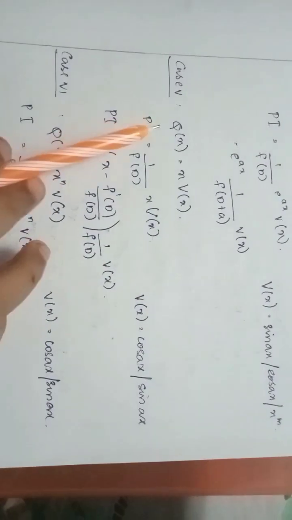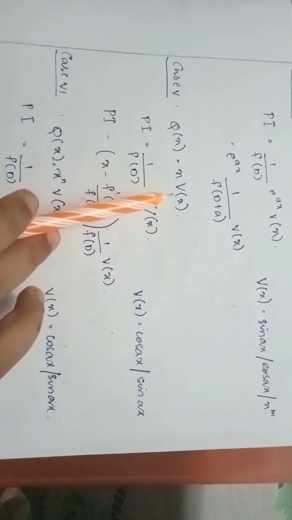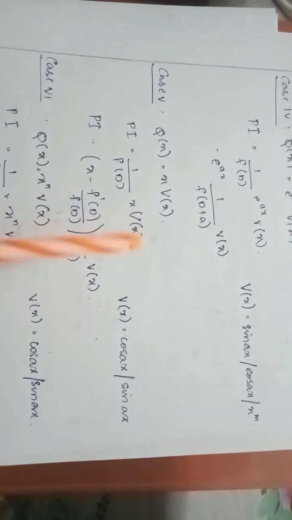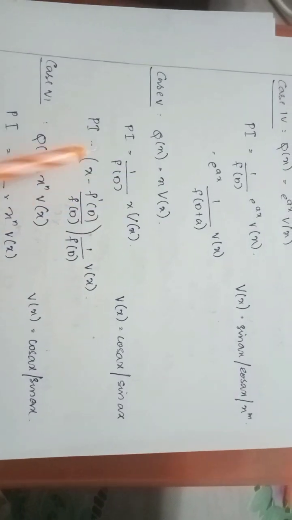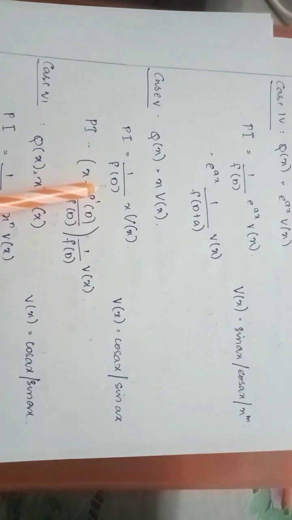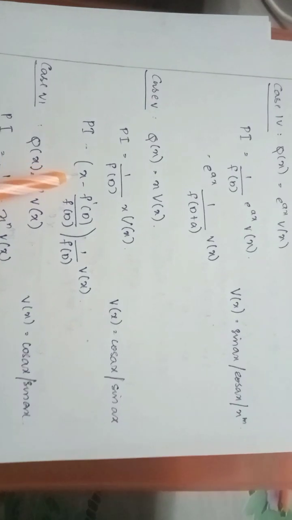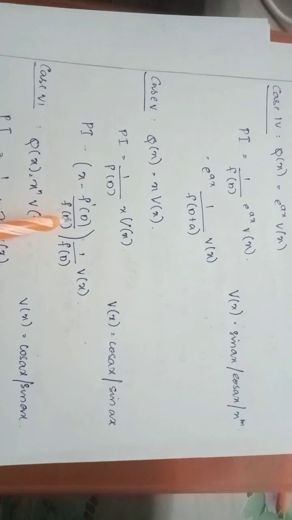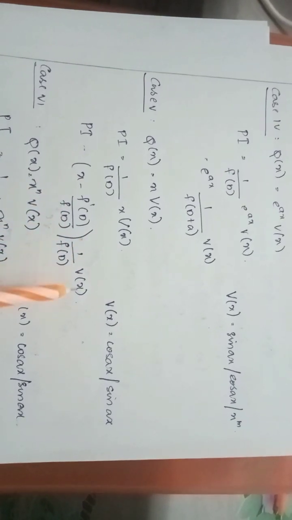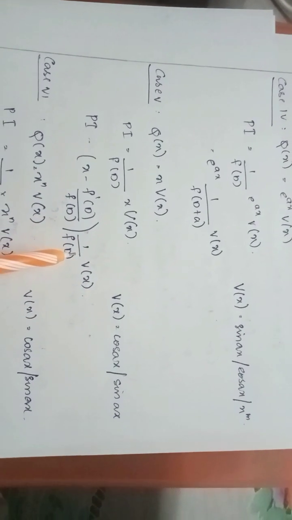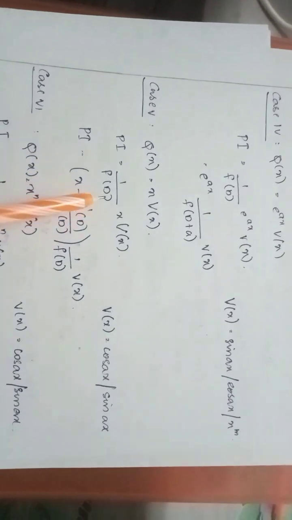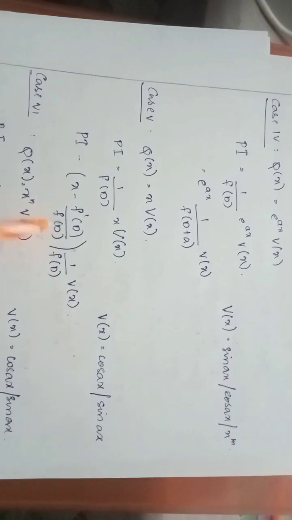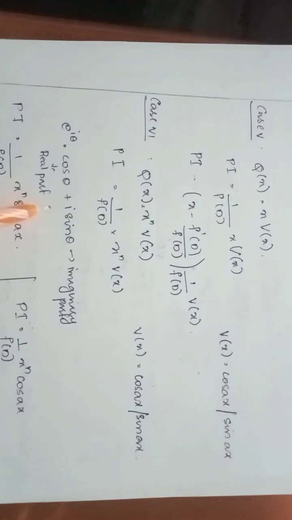Now case number 5 is q of x equal to x into v of x. Now here v of x is either cos ax or sin ax. We will not substitute x raised to m for this v of x. Then the particular integral equation is 1 by f of D into x v of x. What we will do is we will write x minus f dash of D by f of D into 1 by f of D of v of x. Here we could apply case number 2 and we will continue. What we have to do is take this x outside, and subtract the derivative of the denominator by the denominator.